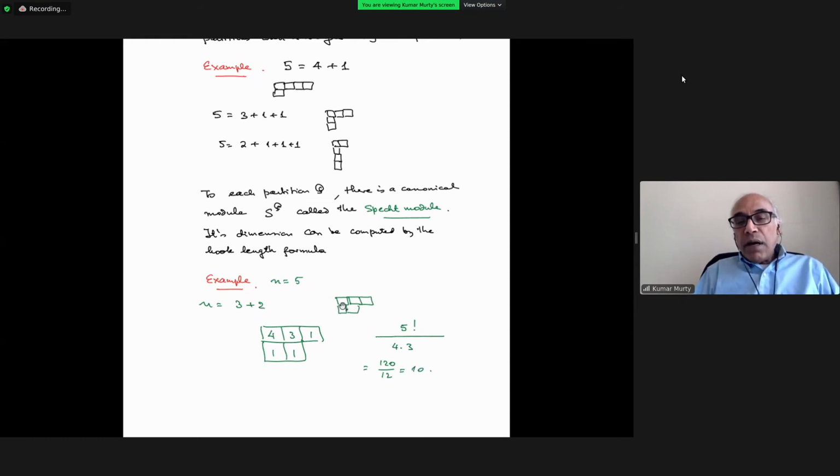For each block, you look at the number of blocks to the right and below, including itself. Here there are 3 plus 1, that's 4. Here there is 1 plus 1 plus 1, so that's 3. And here there's only 1, and here there's only 1, and here there's only 1. So I get this numbering. Then it's just n factorial divided by the product of these numbers. In this case, 5 factorial divided by 12, which is 10. So this particular Young diagram corresponds to a representation of dimension 10. So there's a simple formula.